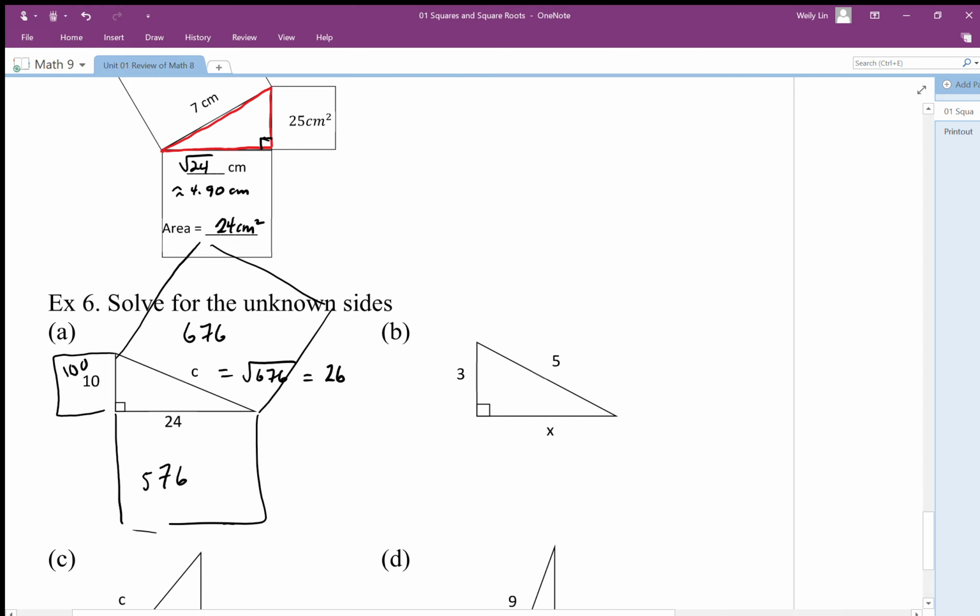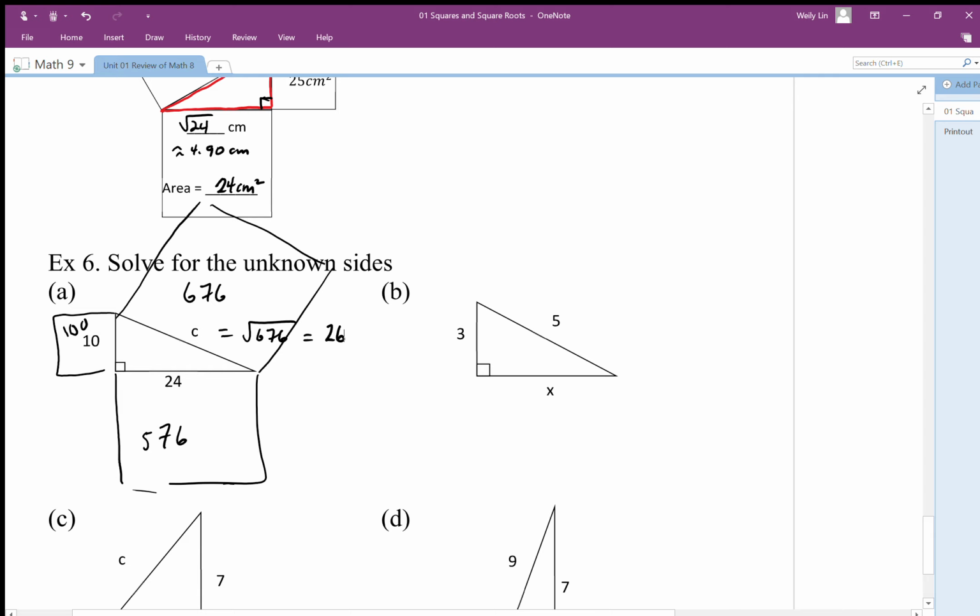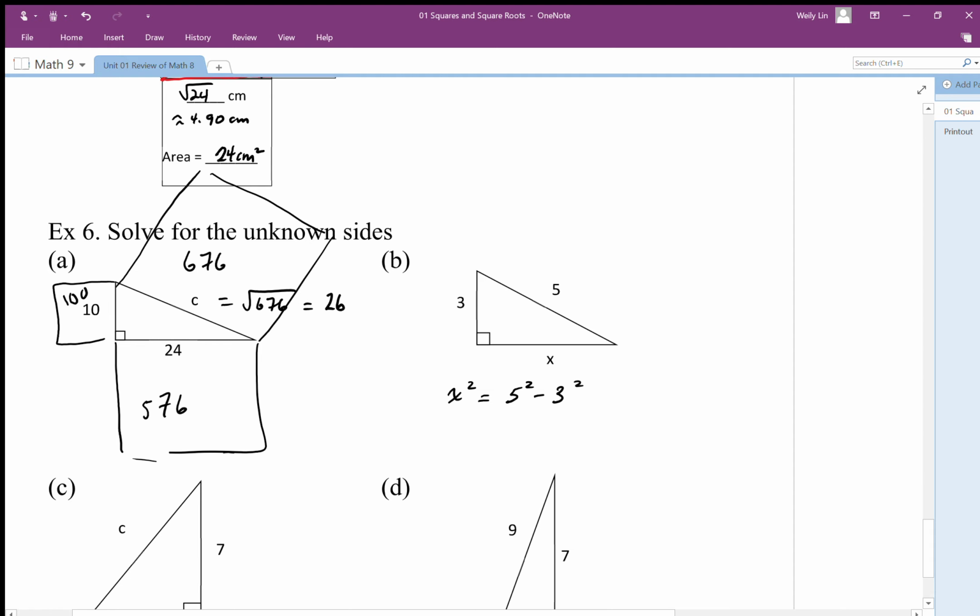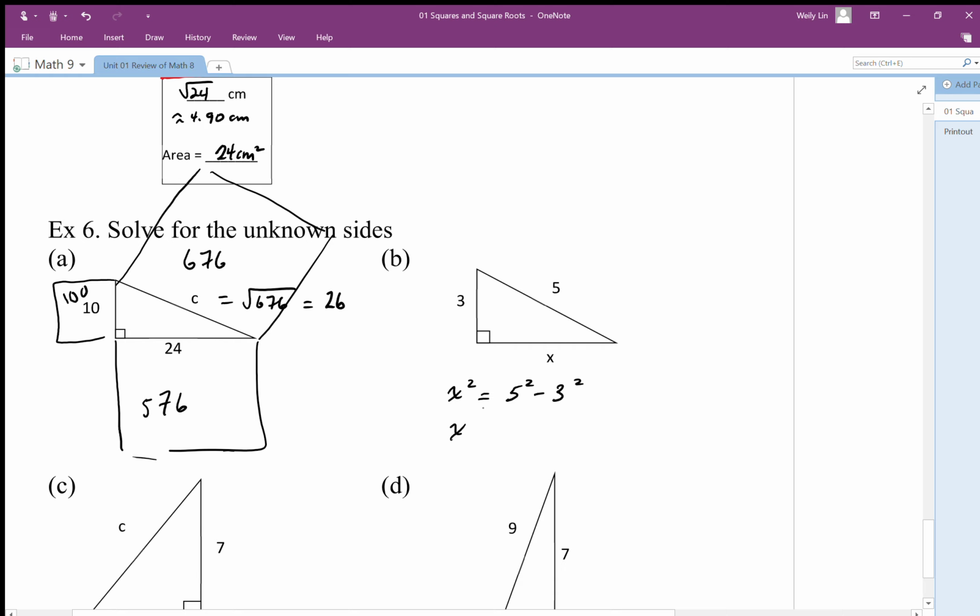I can do the same thing here. In this case, a squared plus b squared equals c squared. Here I'm going to do c squared minus a squared equals b squared. So I'm just going to write out the formula here. x squared is equal to 5 squared minus 3 squared. So I end up with x squared is equal to 25 minus 9. x squared equals 16. And I get x is equal to square root 16, which is 4. So this length works out to be 4.